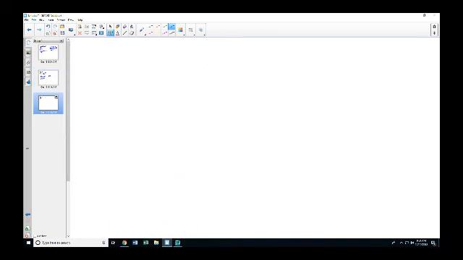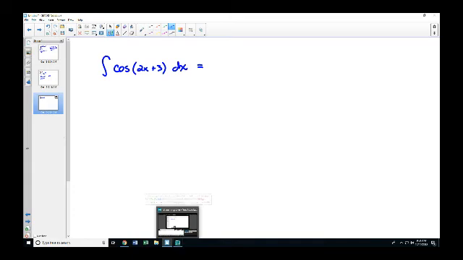What about something like this? Kind of a chain rule question. Sine of 2x plus 3. What's the antiderivative of cosine? Negative sine? No, it's just sine. Are you sure? Yeah, because the derivative of cosine is negative sine, the derivative of sine is cosine. Good. It's positive cosine. That means the antiderivative of sine is negative cosine.